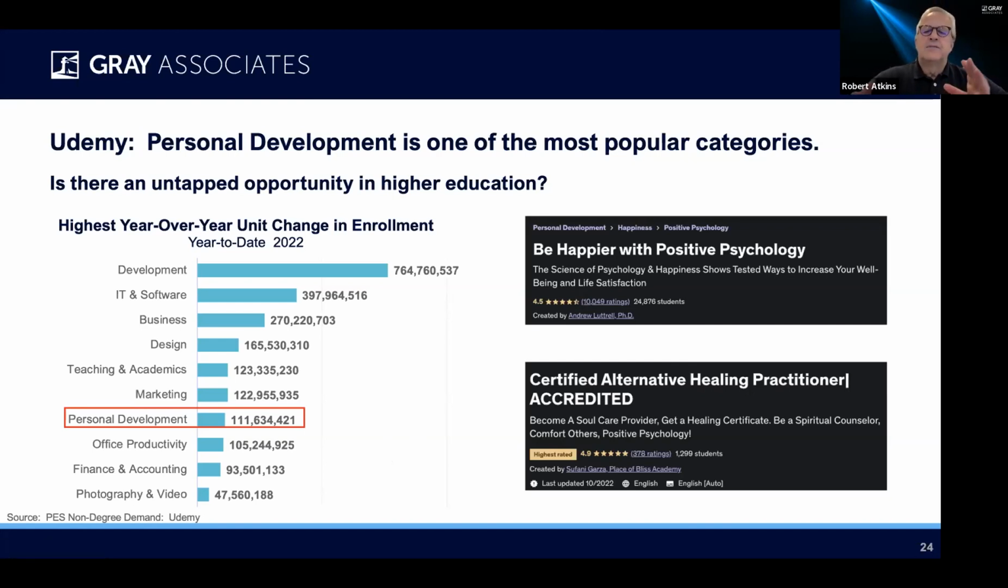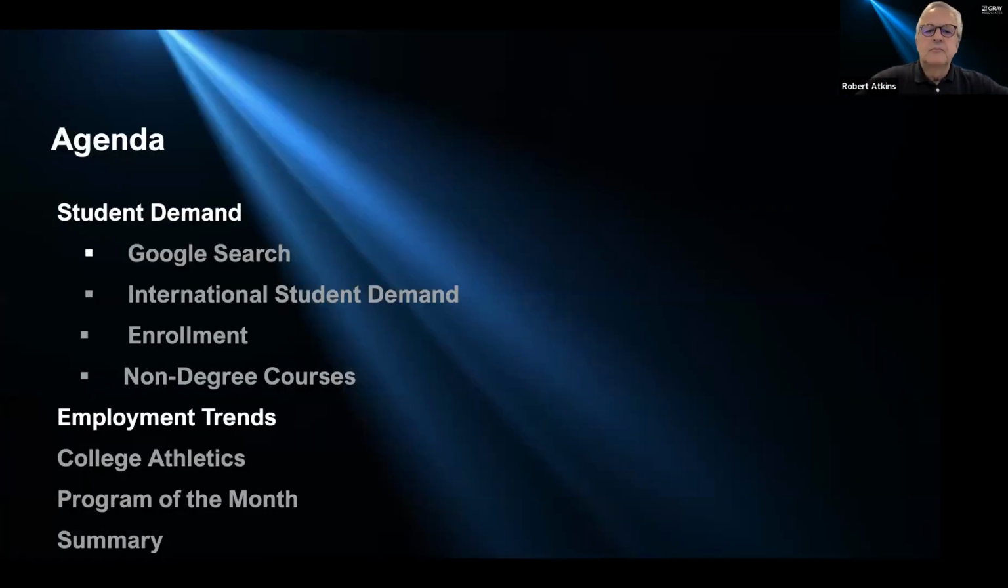So again, if you're looking for less than degree programs or courses, these are the kinds of things that are really of interest to students right now. Now you have this other problem, which is not only do you need students, but they need to get jobs at the end. So let's take a look at what's going on in the employment market.